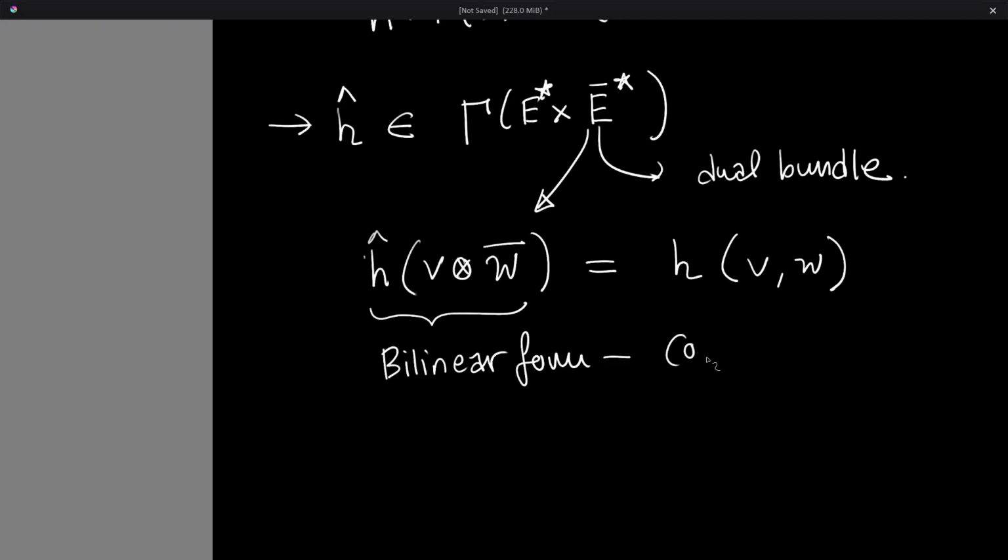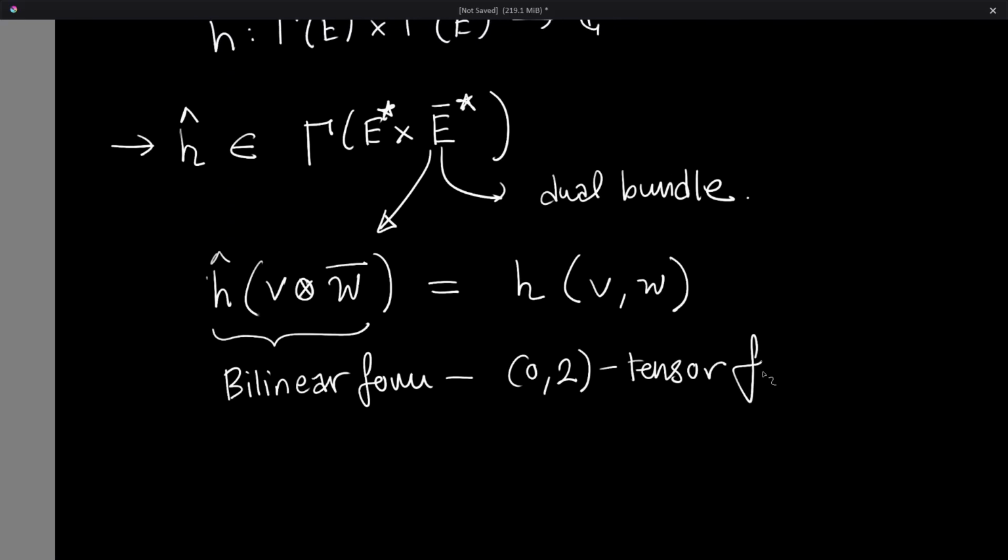So this is actually a 0-2 tensor, which is another way of saying bilinear form, or tensor field, in fact. Now, here I have to warn people about an abuse of notation that is very common in the literature, which is that people will essentially move between talking about H and talking about H hat, but they won't name them different things. They'll call them both H, and they'll contextually switch between talking about H and talking about H hat.